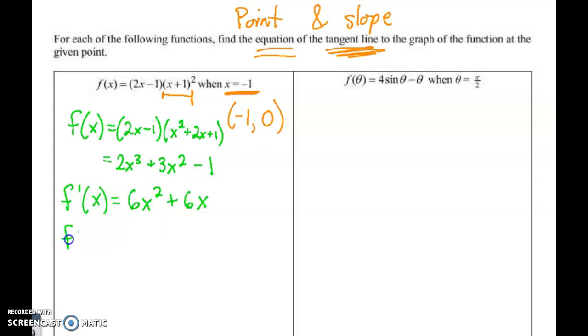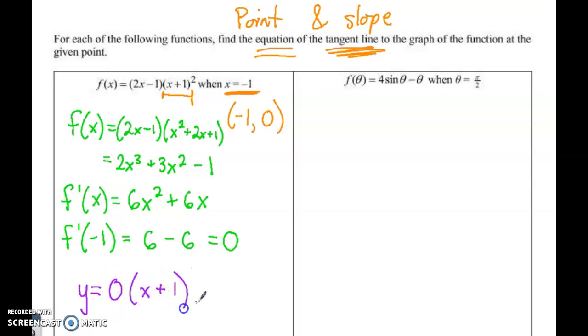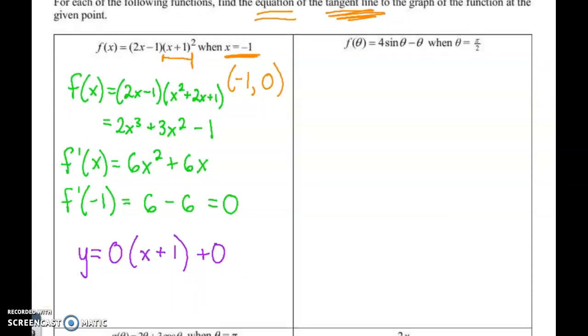But even that's not good enough. You need to figure out what f prime of negative 1 is. You need the slope at that point. Well, negative 1 squared is just 1, so 6 minus 6. So the slope at that point is 0. So putting it all together then, we can say, okay, y equals the slope, which is 0, times x minus your x coordinate, plus your y coordinate. And that would give you the equation of the tangent line at that point, which you might be just thinking, oh, why couldn't you just write y equals 0? You're absolutely correct. That's actually how I would write it.